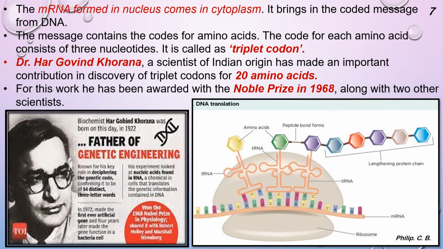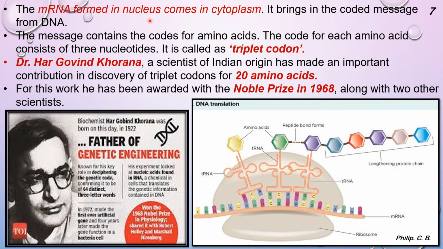Now, moving further, mRNA formed in the nucleus comes into the cytoplasm. It brings the coded message from DNA. Now students, as you saw earlier in the central dogma, the DNA forms the RNA, then RNA forms the protein, right? But where is this DNA present? In the nucleus. So in the nucleus, the DNA forms the mRNA. Now this mRNA which is formed in the nucleus comes out from the nucleus into the cytoplasm.